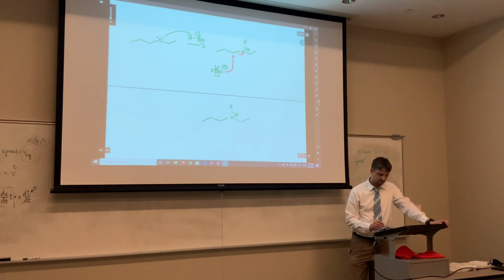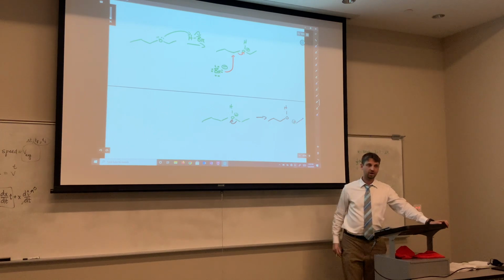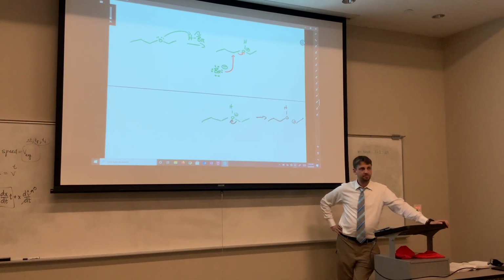So now if nothing makes it leave and it wants to leave on its own, then this happens. What mechanism would that be? SN1. Which one of those will happen? SN2. Bold statement, Taylor. Why would you say something like that? Because SN2 is faster and there's no production of a carbocation.